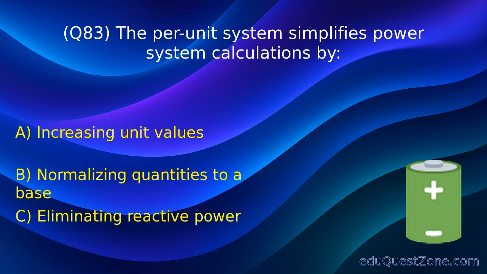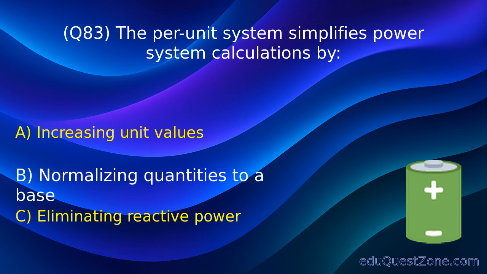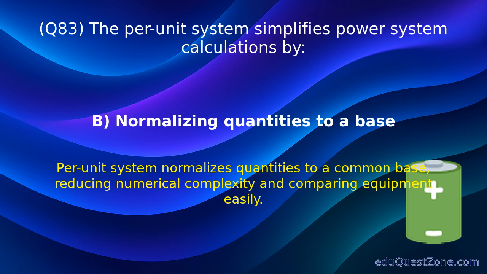Question 83. The per unit system simplifies power system calculations by. The correct answer is B, normalizing quantities to a base. Per unit system expresses quantities in normalized form to simplify calculations.